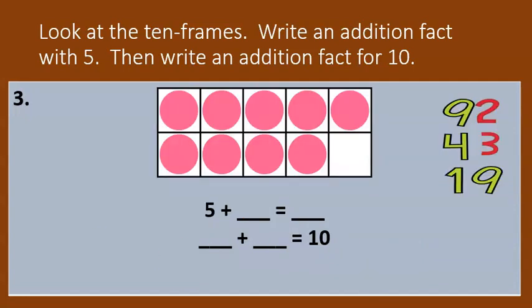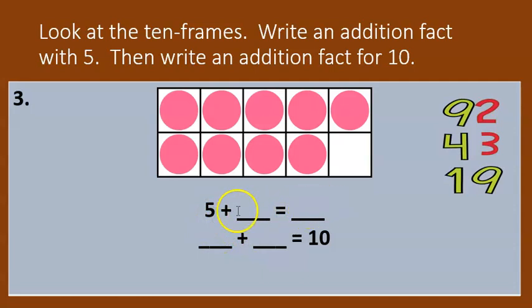Let's come here to this next example. Look at your screen now. Same thing. It says look at the 10 frames. Write an addition fact with 5, then write an addition fact for 10. Now we're going to look here at this 10 frame to get our answers. As you can see now, boys and girls, we have 2 numbers that we have to insert. Just look at your screen as Mr. Begay is going to show you how to do this.